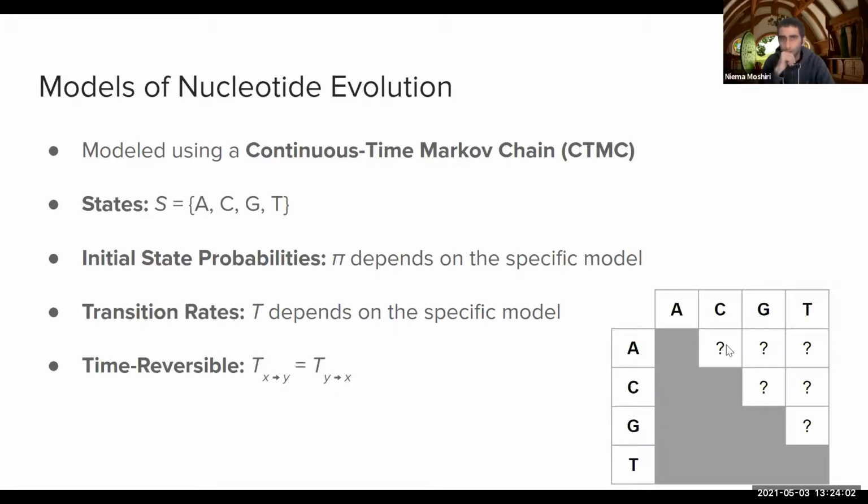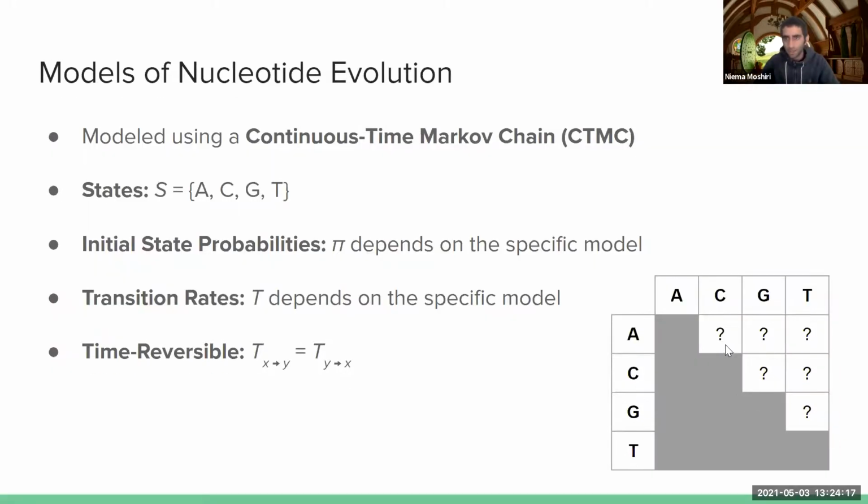No. Okay, so it's a continuous time Markov chain. Our states are A, C, G, or T. My model needs to tell me what is the probability of starting in each of those states. My model also needs to tell me what are these 6 transition rates.